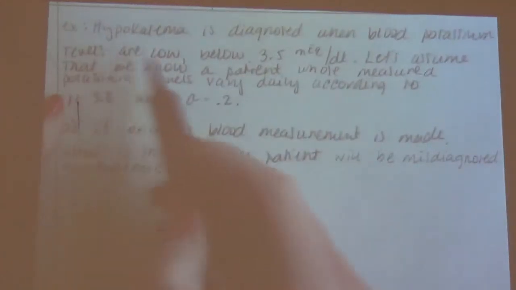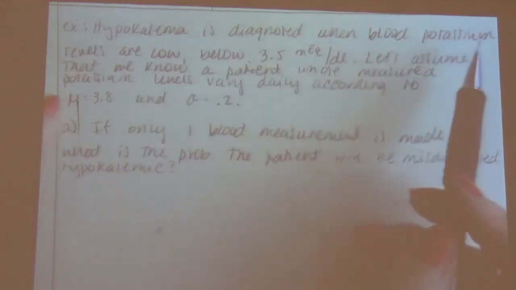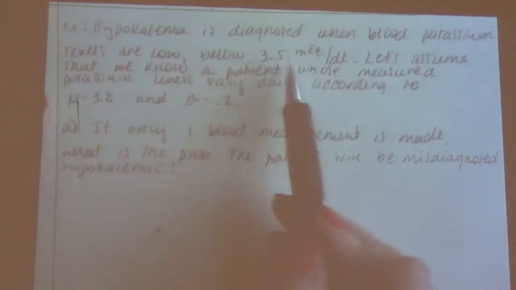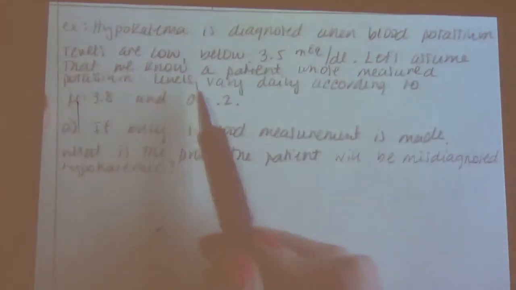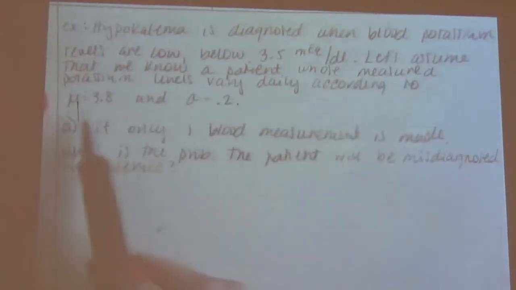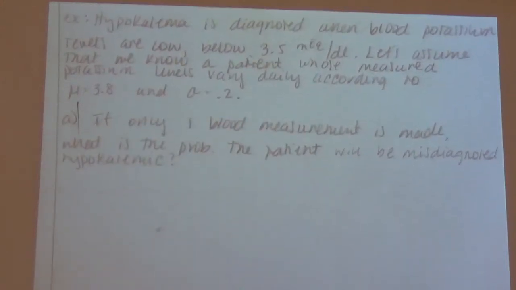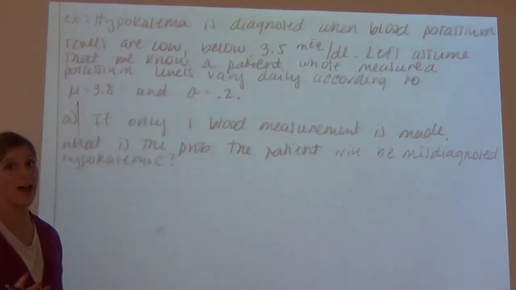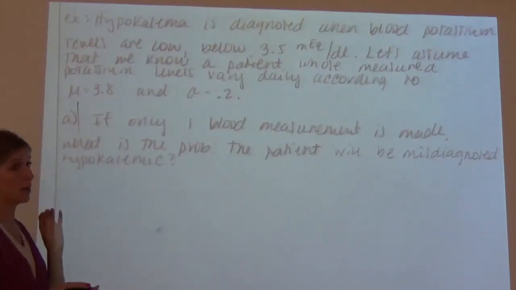Hypokalemia is diagnosed when blood potassium levels are low, so below 3.5 mEq per deciliter. Let's assume that we know a patient whose measured potassium levels vary daily according to a mean of 3.8 and a standard deviation of 0.2. Here, our person is just the population, but they're getting their blood drawn a lot. So in general, these are the levels that their blood has, but of course we can take samples of this one person's blood. That's what we're going to do throughout our calculations.